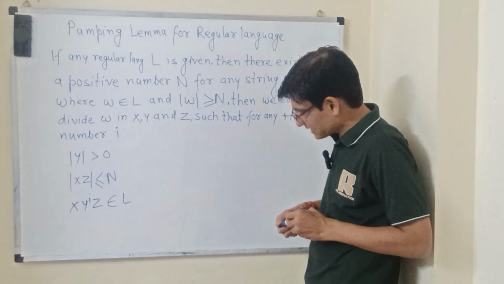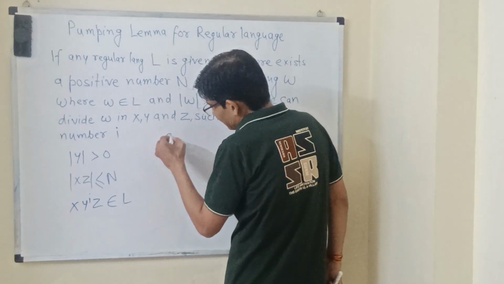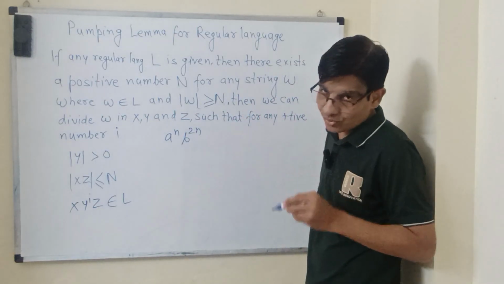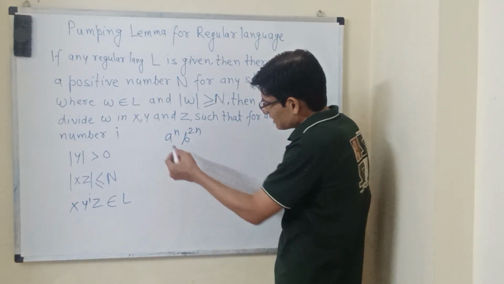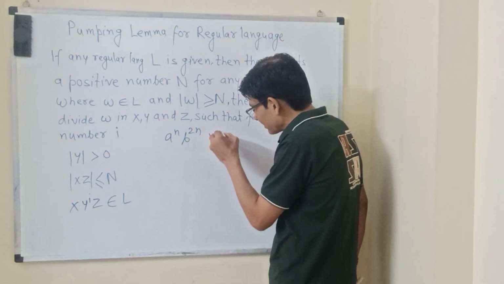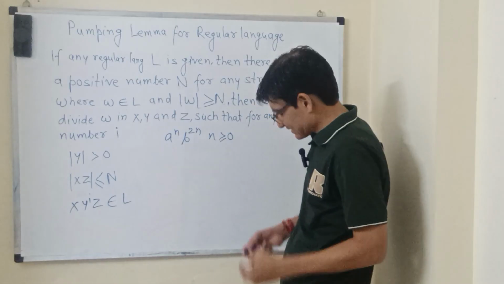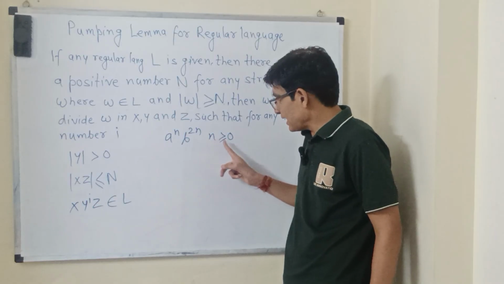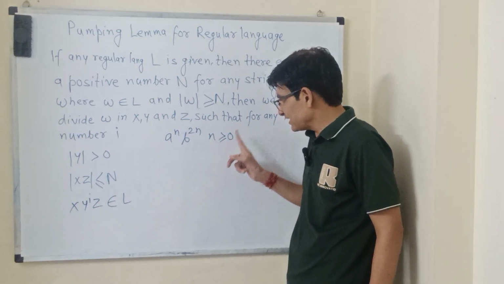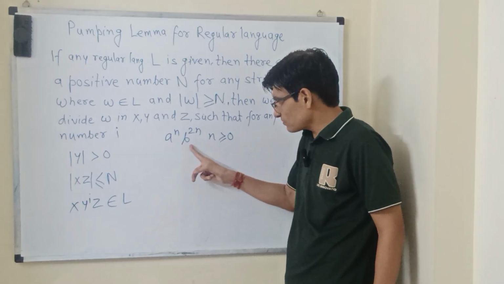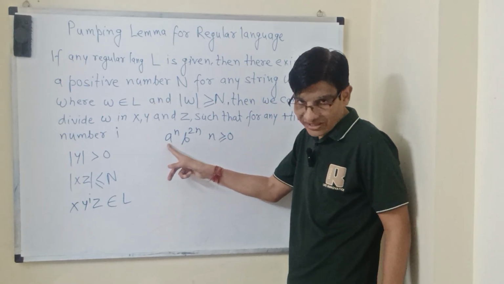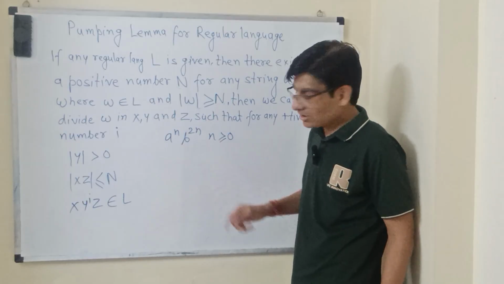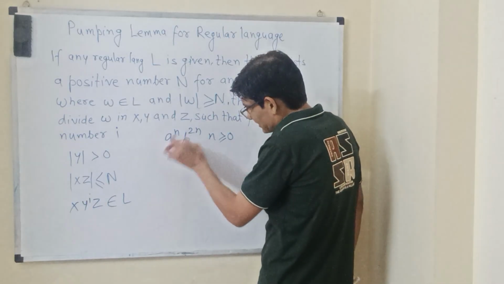So I will take one language as an example here. I'm taking a to the power n, b to the power 2n, a to the power n, and b to the power 2n. This is the language where n is greater than or equal to 0. The minimum value of n is 0. In that case, zero occurrences of a and zero occurrences of b would be there. So this would be epsilon. So epsilon is a valid string for this language.